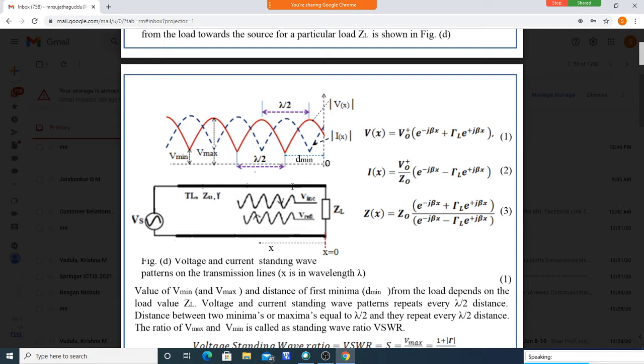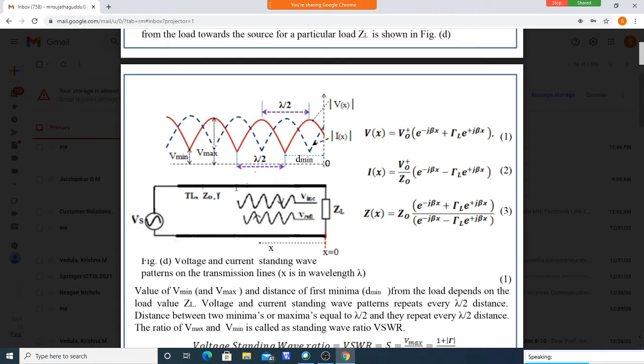Similarly, if you move further, you will observe a minimum value of impedance. That impedance is equal to R naught divided by S here. If you measure impedance, it is R naught by S. It is a minimum impedance, and it is a real value. After that it may take a complex value. So impedance is minimum here, again R naught by S. If you move further, again the impedance takes the value R naught by S.